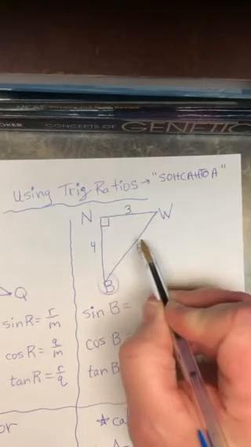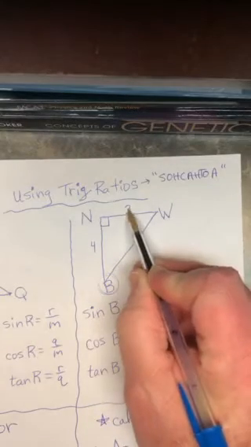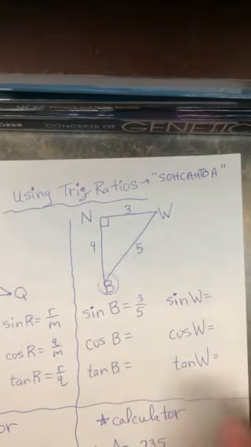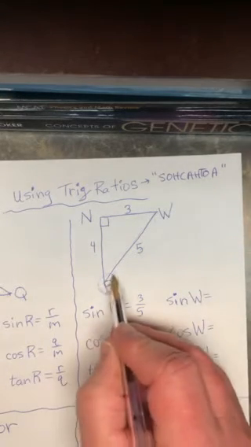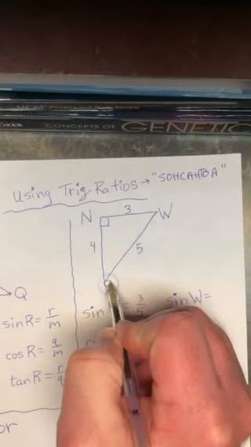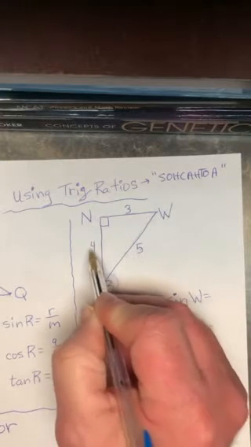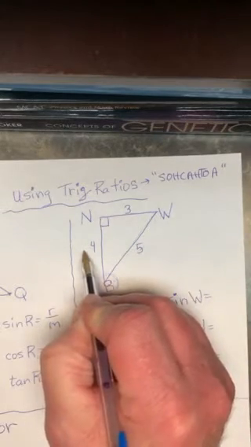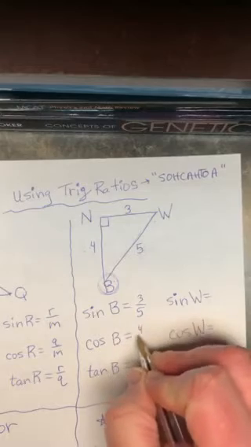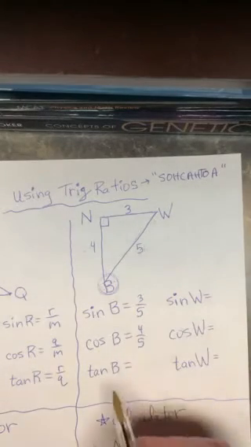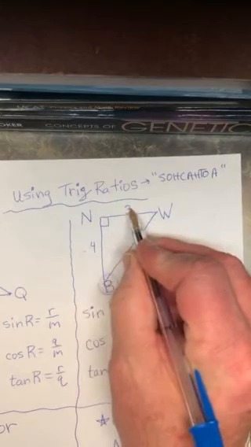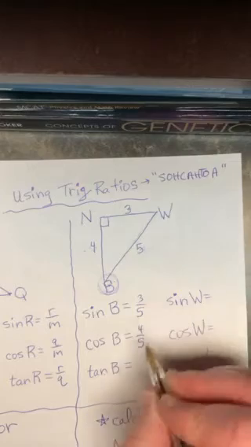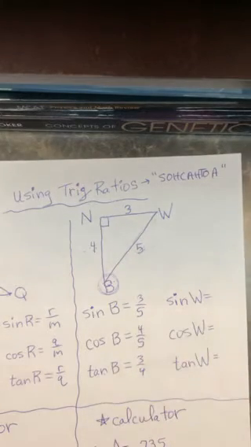Opposite over hypotenuse. So that's 3 over 5. Big deal. Cosine of angle B. Again, I go to angle B. Oh, but now what's the formula if it's cosine? It's adjacent over hypotenuse. It's the adjacent side over the hypotenuse. So do you agree that would be 4 over 5? And tangent is what? Opposite over adjacent in that order. Again, opposite over adjacent, 3 over 4.